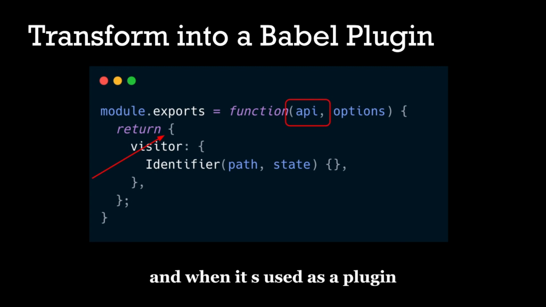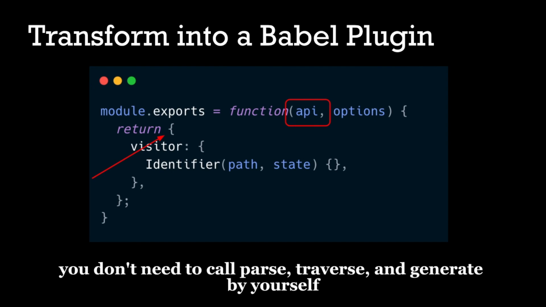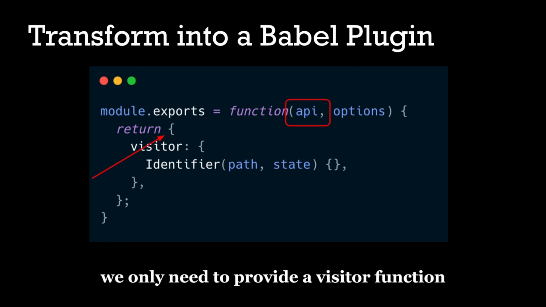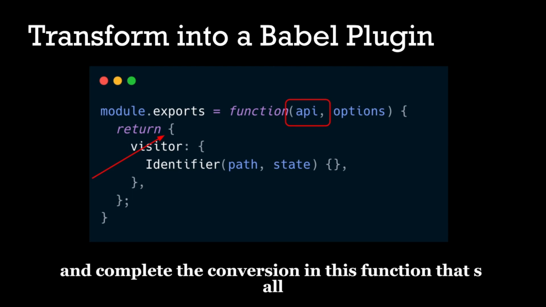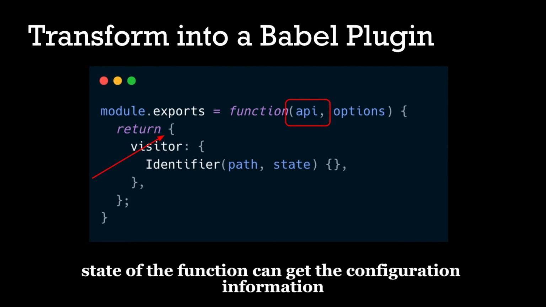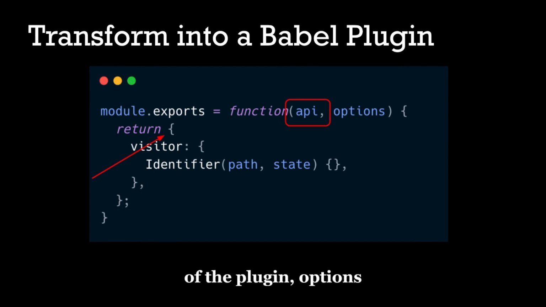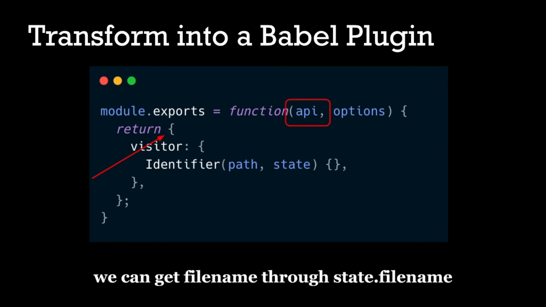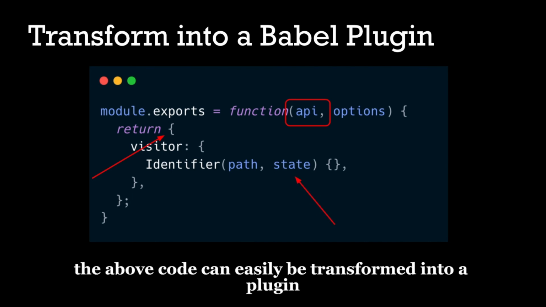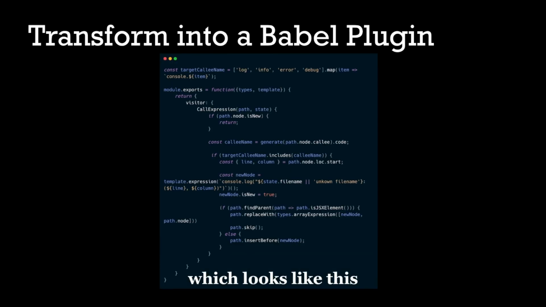And when it is used as a plugin, you don't need to call parse, traverse, and generate by yourself. These are general processes and Babel will do it. We only need to provide a visitor function and complete the conversion function in this function. That's all. The second parameter state of the function can get the configuration information of the plugin, options, etc. For example, we can get the file name through state file name.